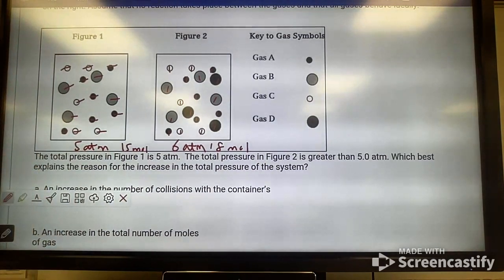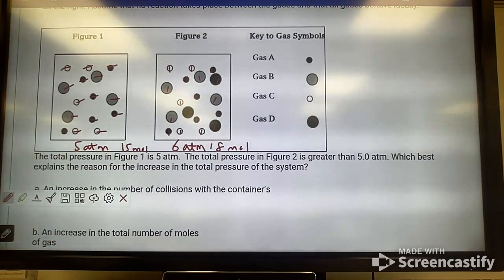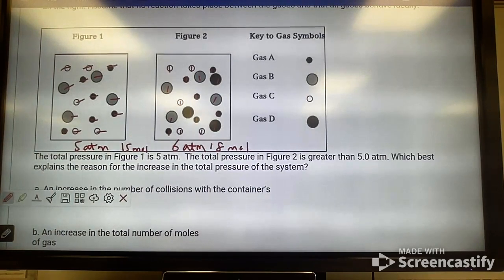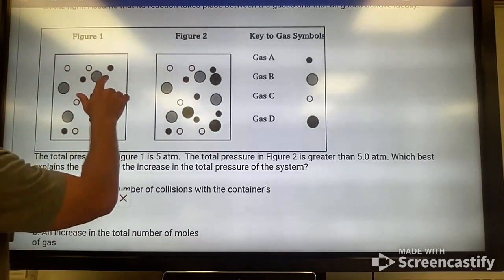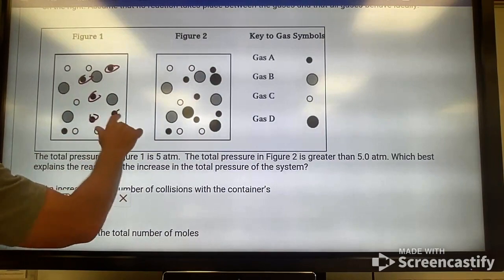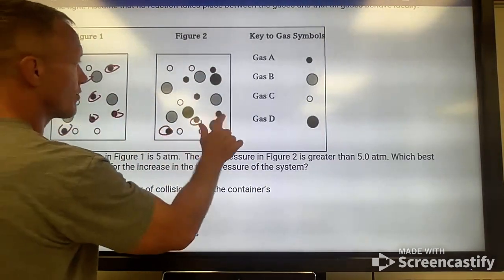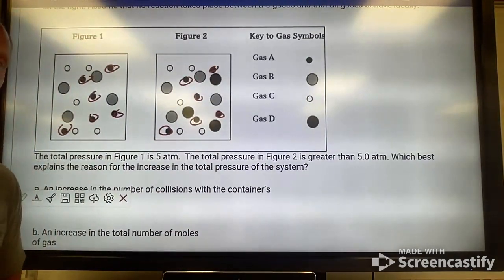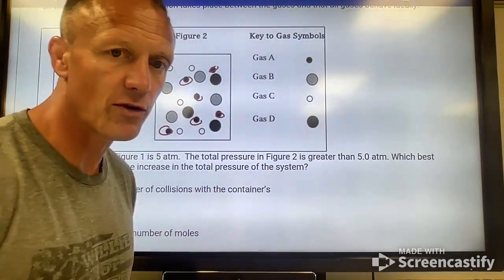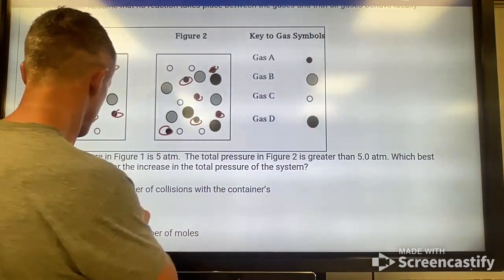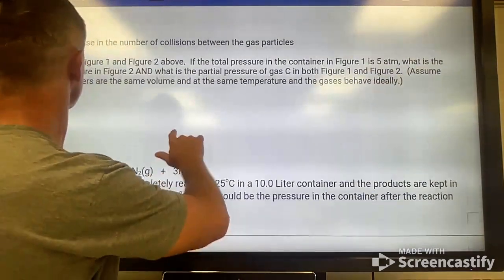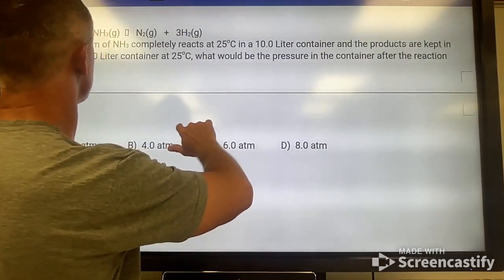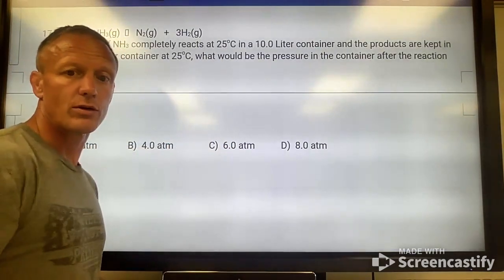So if we still have, let's look at this gas. 1, 2, 3, 4, 5, 6 of those. 1, 2, 3, 4, 5, 6 of those. Since those are the same number, you still have the same partial pressure of those. There are a few more questions here. We'll do one more here.